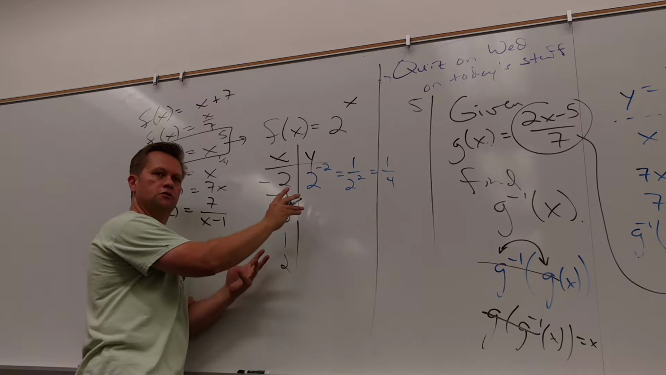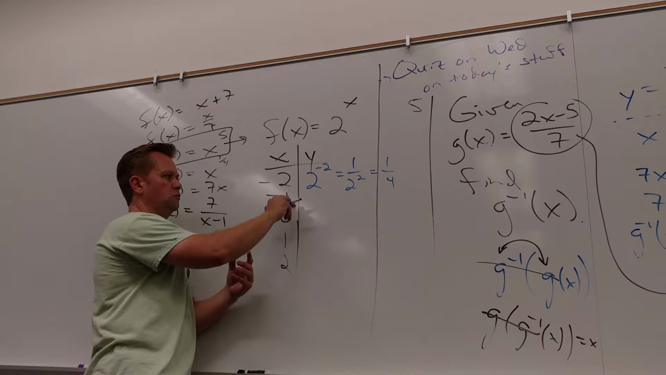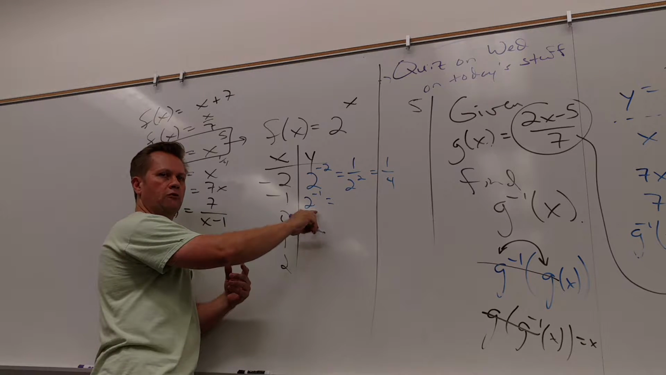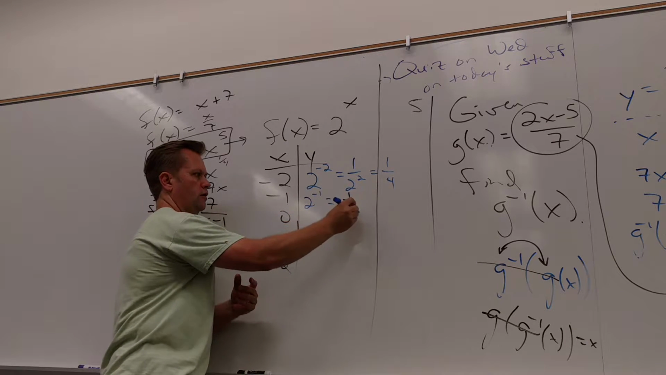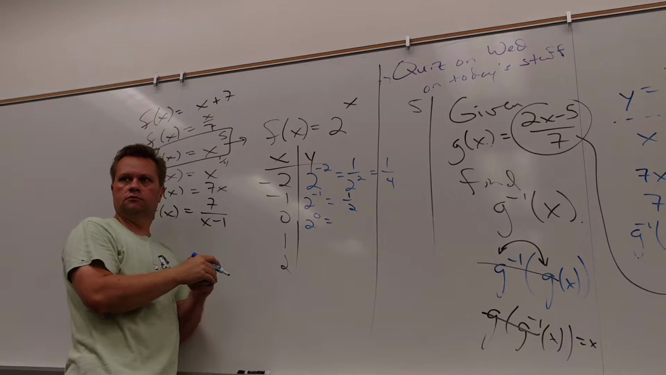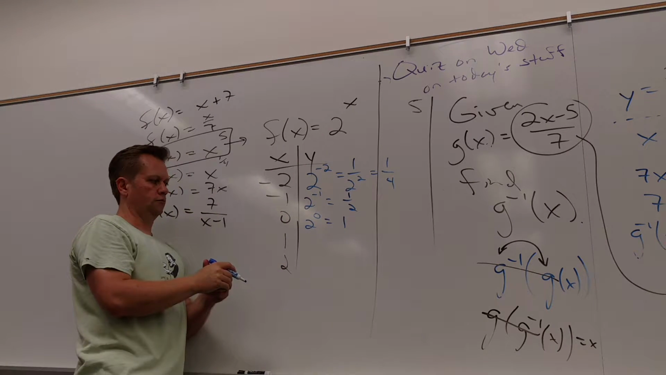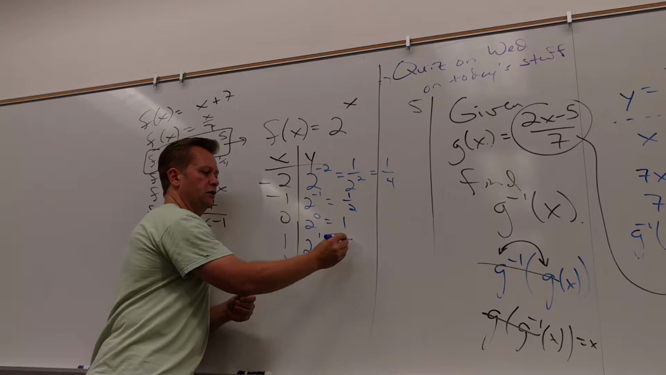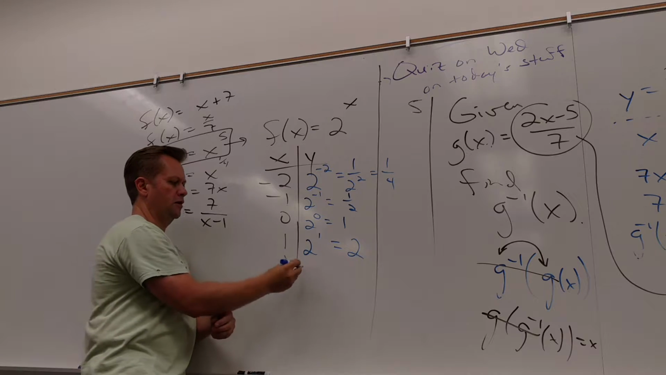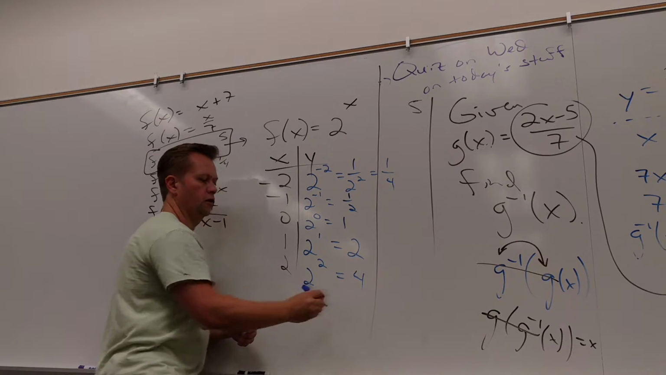So let me see. This shouldn't take too long, I'm hoping. Each one is just plug a -1 in the power and then do what it says. So that would be 1/2. Plug a 0 in the power. What's anything to the 0? 1. 2 to the first power is 2. Now 2 squared is 4.